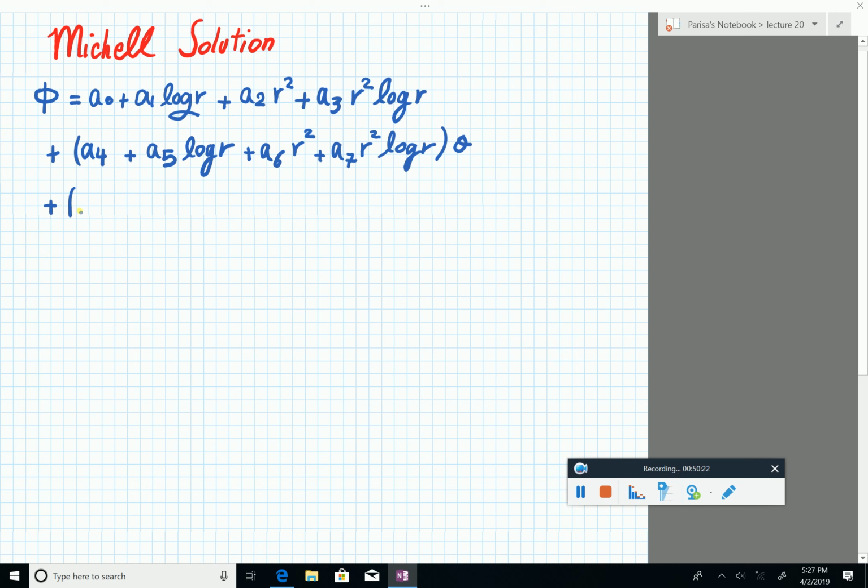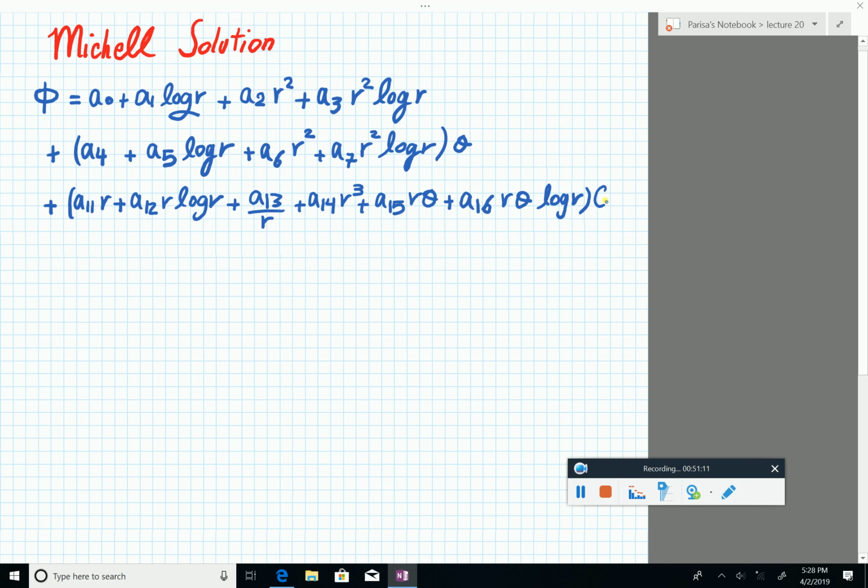plus, and then I'm using the same coefficients as in the book, to make things easier, A11 R, A12 R log R, A13 over R, A14 R cubed, A15 R theta, A16 R theta log R, everything multiplied by cosine theta.